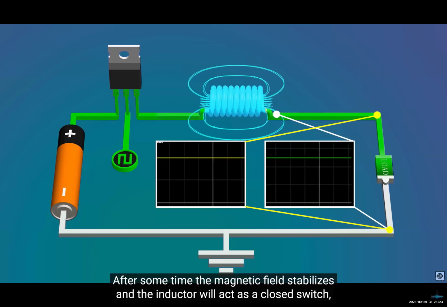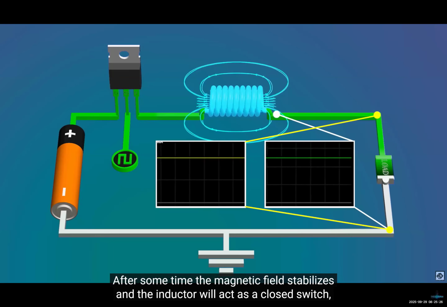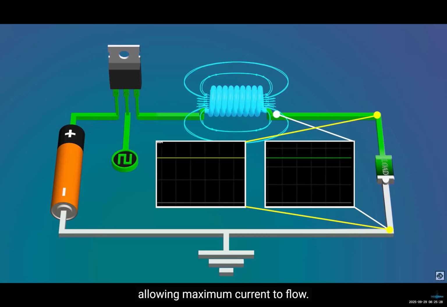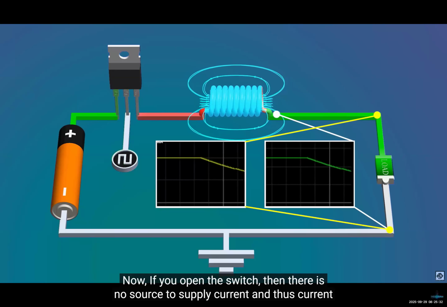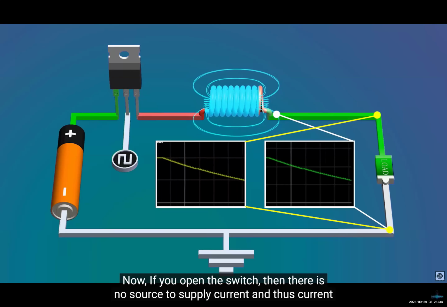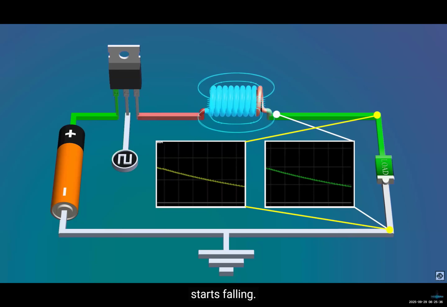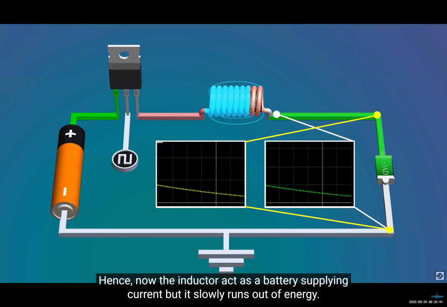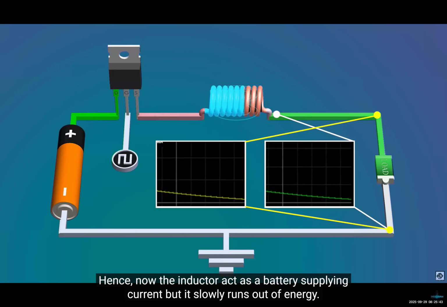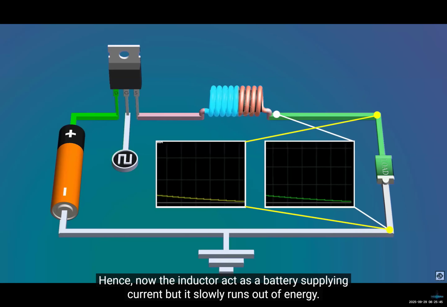After some time, the magnetic field stabilizes and the inductor will act as a closed switch, allowing maximum current to flow. Now, if you open the switch, then there is no source to supply current and thus current starts falling. But as you know, current through the inductor cannot change instantly. Hence, now the inductor acts as a battery supplying current, but it slowly runs out of energy.